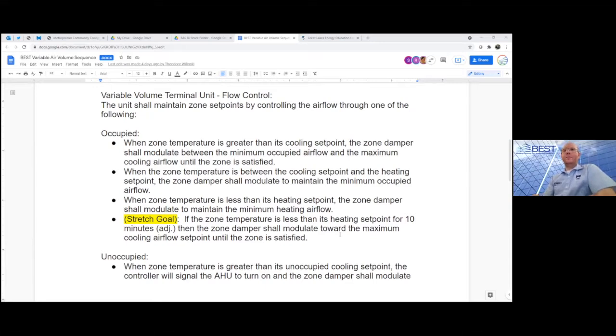Okay. That is something new. That is not something that is universal by any means across the country. And nor is the fact that we have a minimum heating set point that is different from our minimum cooling set point.